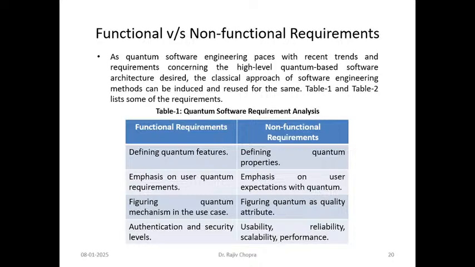So quickly, I will just go through the table: functional requirements and non-functional requirements, Quantum SRS. When I'm talking of functional requirements of quantum software, I have to focus on defining the quantum features. Emphasis is on user quantum requirements, figuring quantum mechanism in the use case, authentication and security level. But non-functional requirements include defining quantum properties, emphasis on user expectations with quantum, figuring quantum as quality attribute: usability, reliability, scalability, and performance.